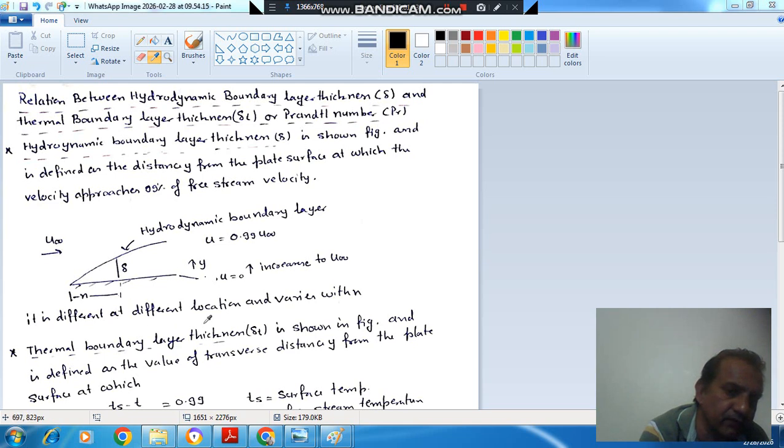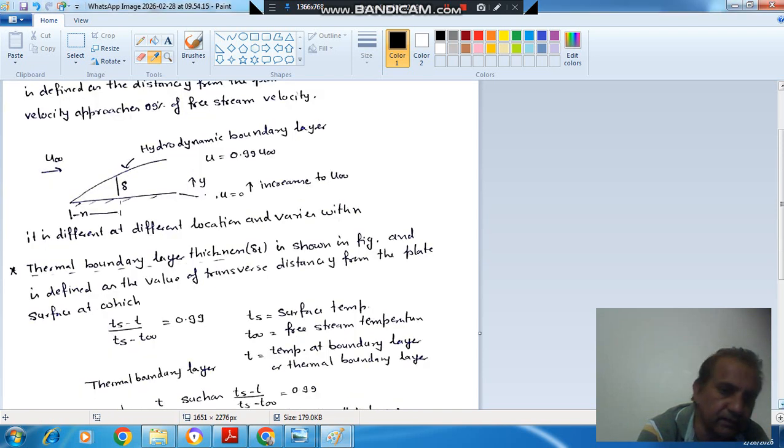It is different at different locations and varies with x. So at a particular distance x it is delta, and here at some other position it has some other value, and here also some other value, but it is called delta, and this is your hydrodynamic boundary layer. The second definition is the thermal boundary layer thickness.